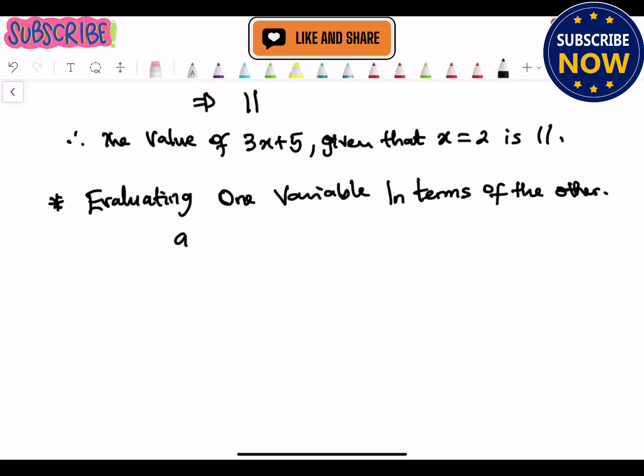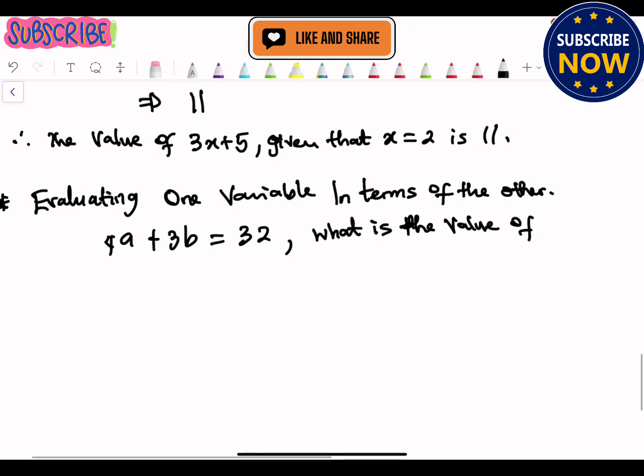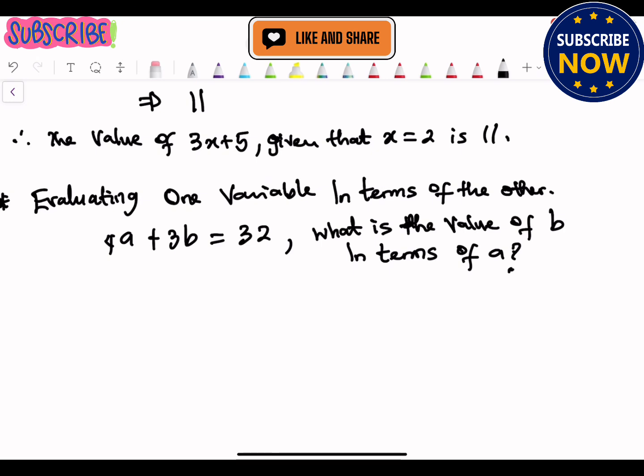So let's say I have 4a plus 3b is equal to 32. So the question asks, what is the value of b in terms of a? So they said, what is the value of b in terms of a, right?